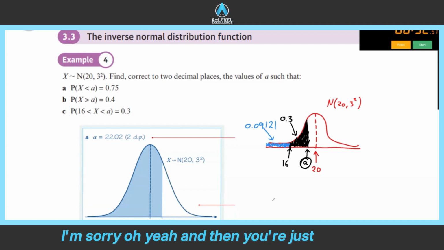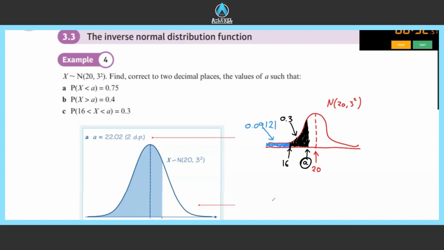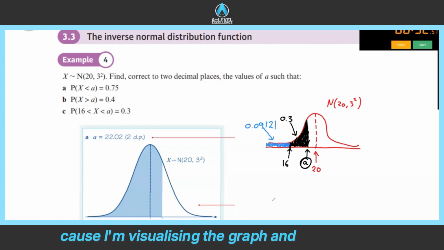Oh yeah, and then you would just substitute numbers. I see, no, wait. I don't think that would be right. It's not right. What made you say that? Why do you think it's not right? Because I'm visualizing the graph and I think something's wrong.